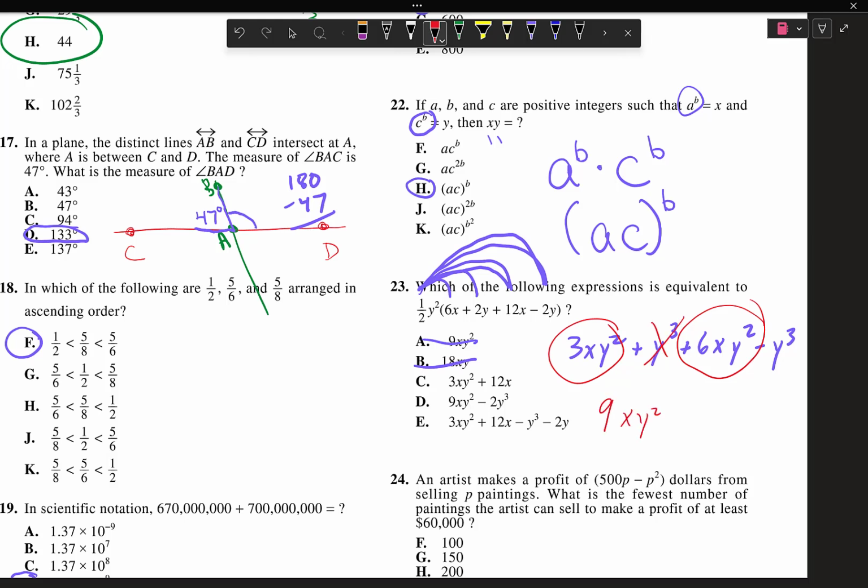The y to the thirds are going to cancel, and look at there. I was proven wrong, because a lot of those terms ended up canceling out. We ended up with just 9xy squared.